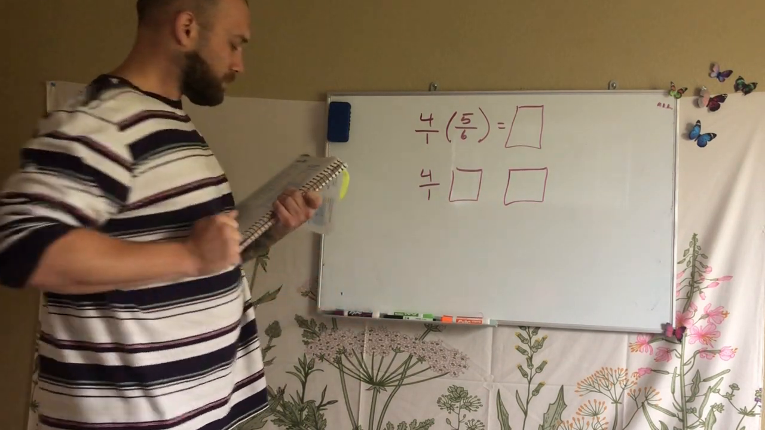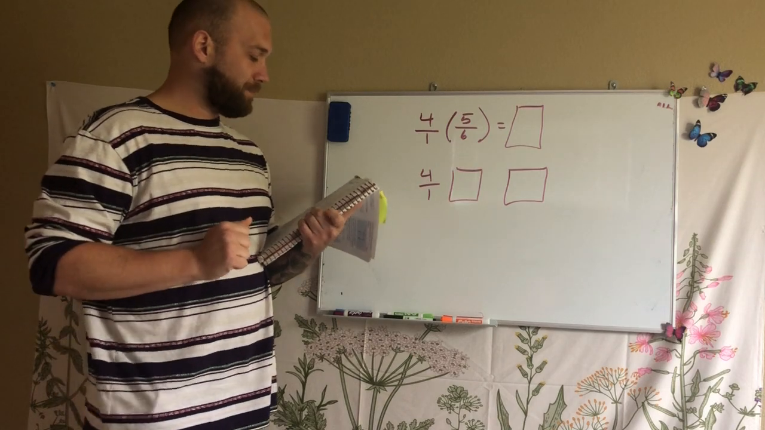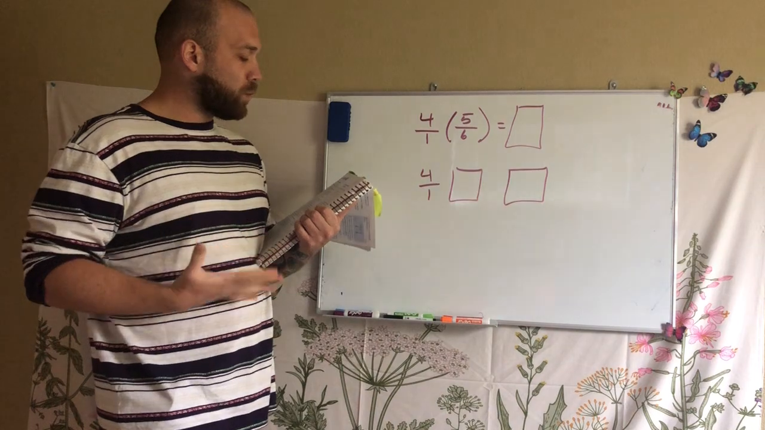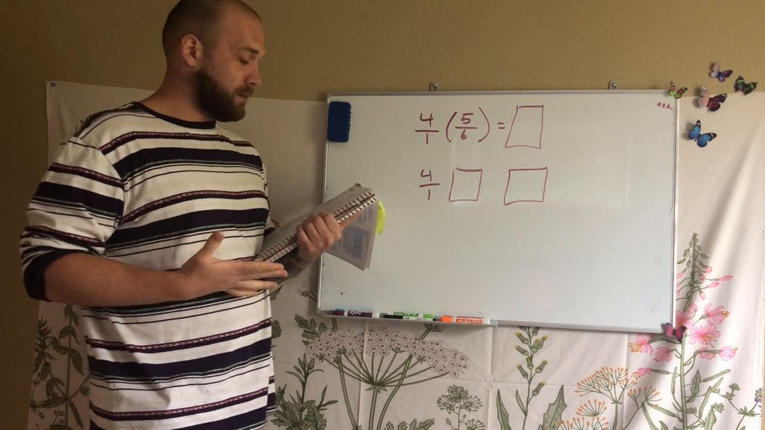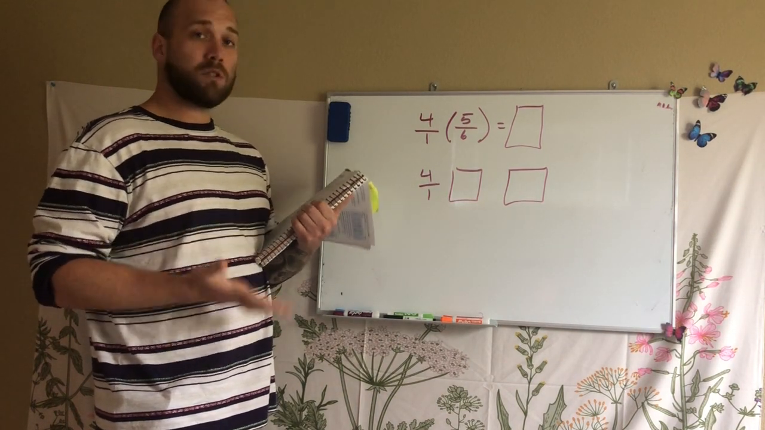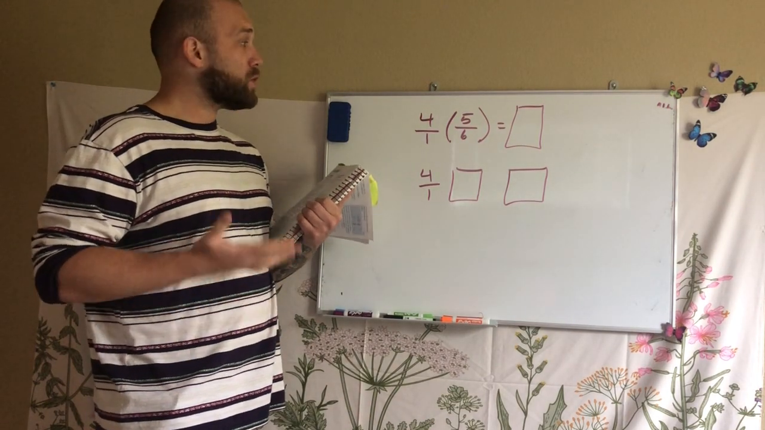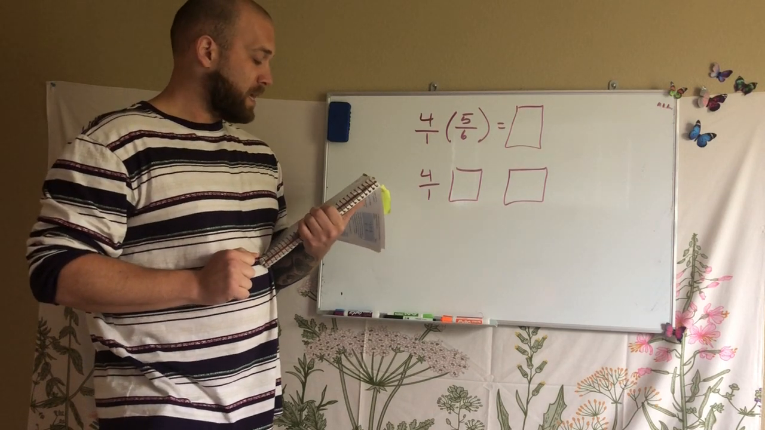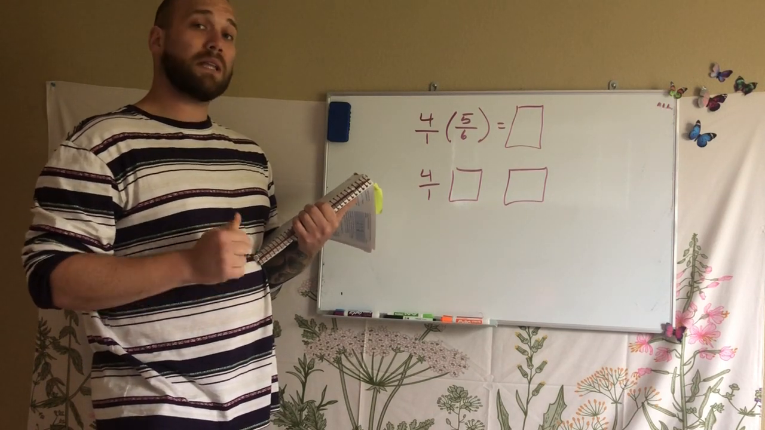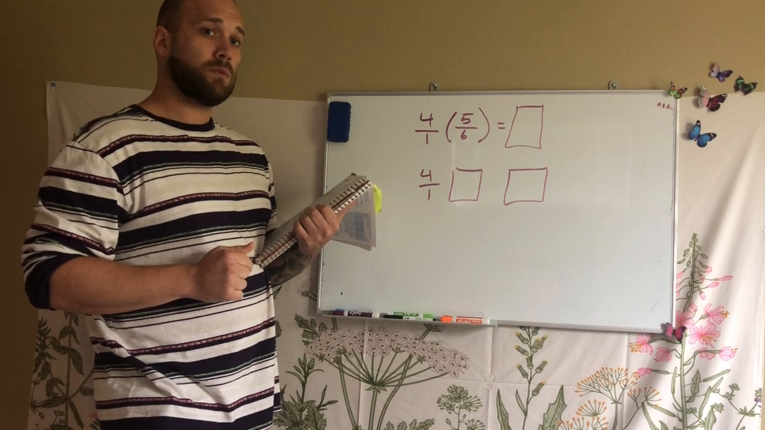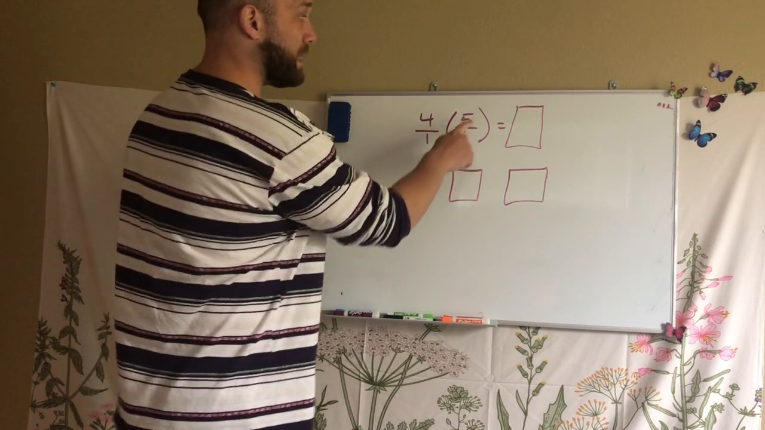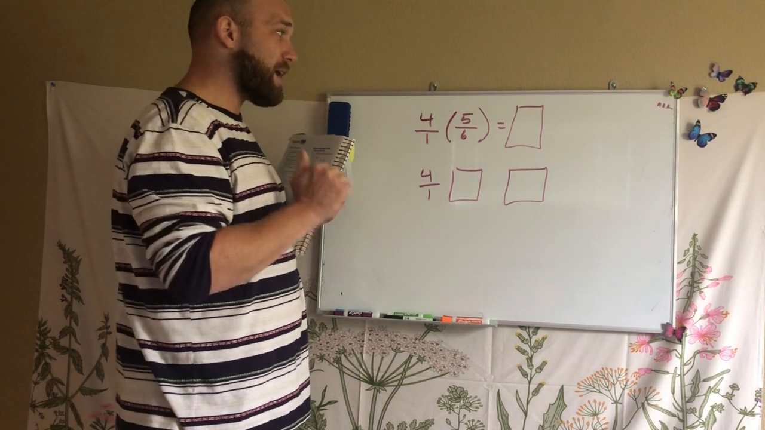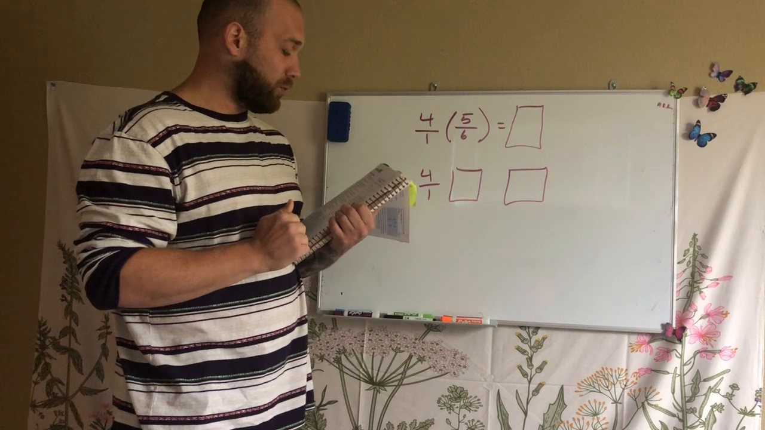So read problem A. Problem A should be read as 4 over 1 times 5/6. What fraction are you multiplying by? You are multiplying by the fraction 5/6. Is 5/6 more than 1 or less than 1 whole? It's less than 1 whole because it's 5 out of 6, not 6 out of 6 or 7 out of 6. It's 5 out of 6, so it's less than 1 whole.